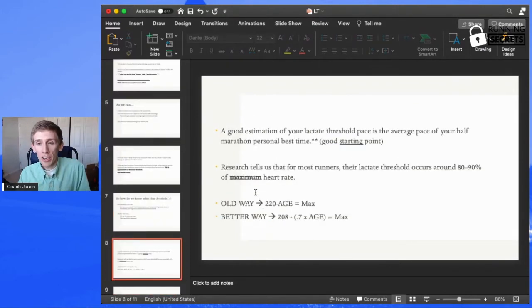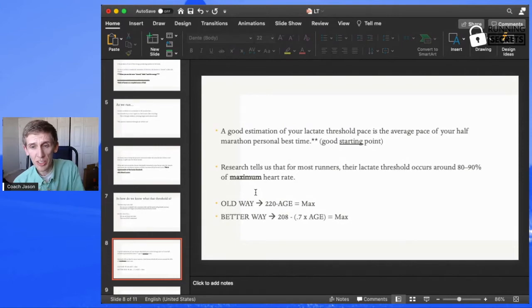All right, so a good estimation of your lactic threshold pace is the average pace of your half marathon personal best time. So that is a good starting point. And I put big asterisks there because it's exactly that. It's a good starting point. If you ran a 1:10 half 10 years ago and you haven't run 1:30 or faster since then, your lactate threshold will probably be a little bit different. Just like if you've never run a half marathon before, you probably aren't completely sure what your lactate threshold even is.